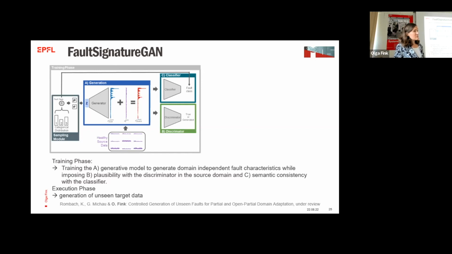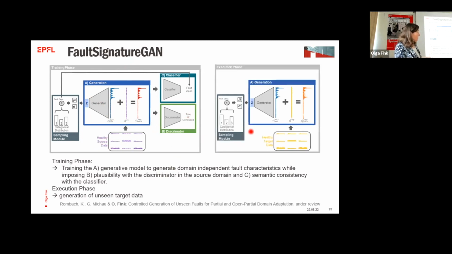So what we could do is train this GAN architecture on the source data set, because this is where we have labels available. And once we have trained it, because we are assuming that this fault signature is independent of the domain, we could then start applying it. We still generate these fault signatures, but now we can add any of the healthy data to it, and then we get the real fault sample. So that's the basic idea.